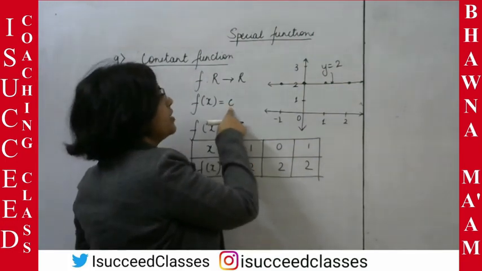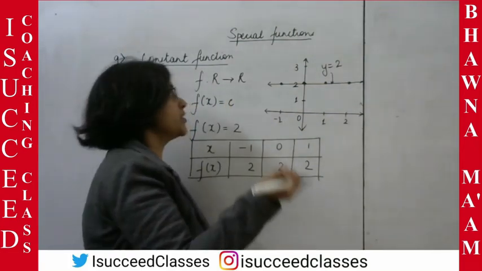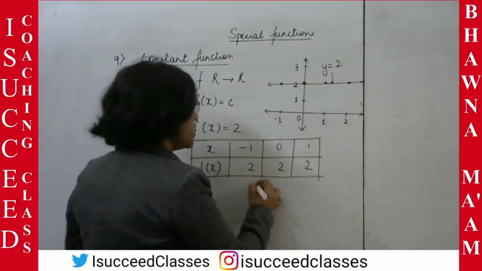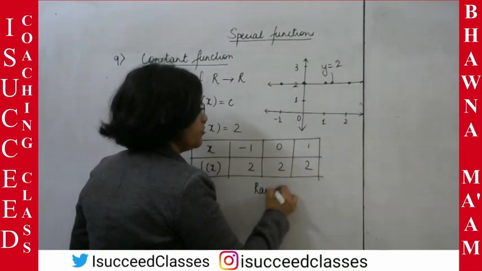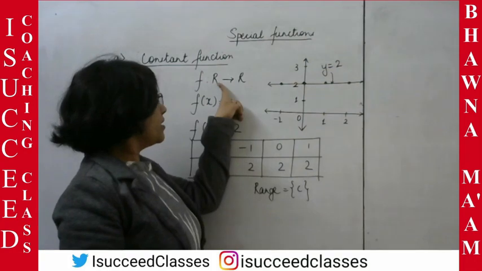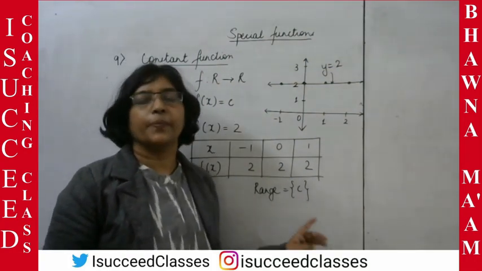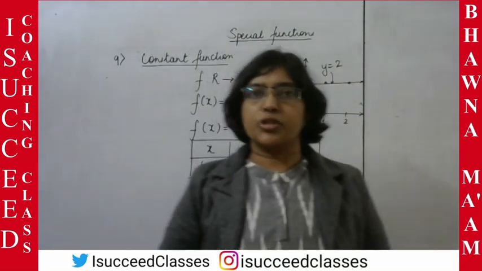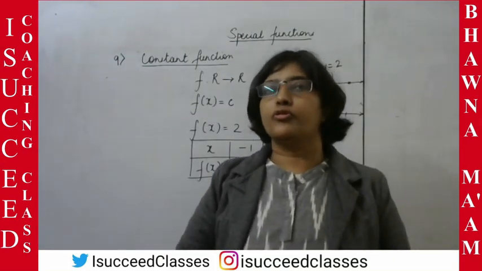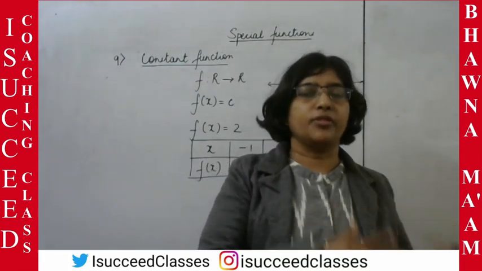So in general, the answer will always be C. It will depend on what the C value is, whether it's 3 by 2, whether it's -1, whatever. So the range of this function will be the singleton set {C}. Domain R, codomain R, and range the singleton set {C}. So I will put a link below for you to look for all the domain, codomain, and range of the special types of functions.